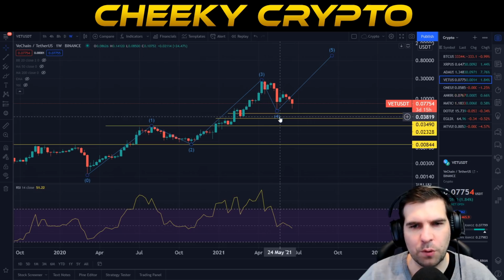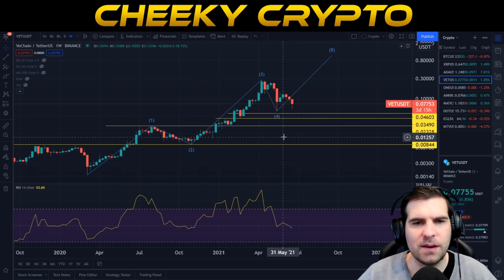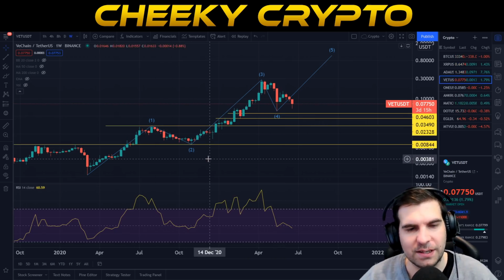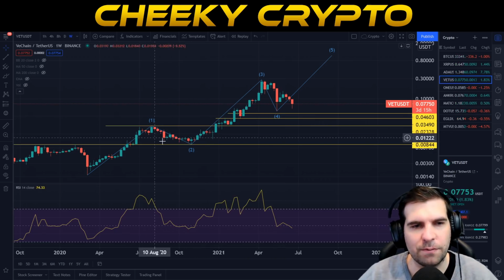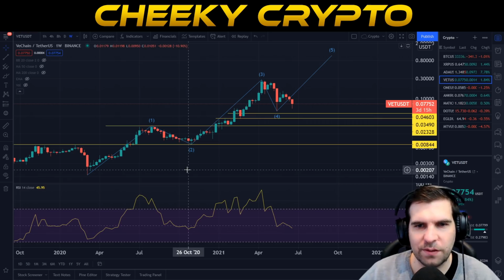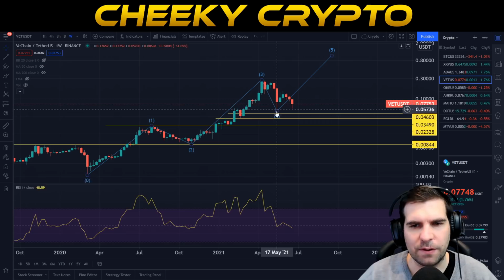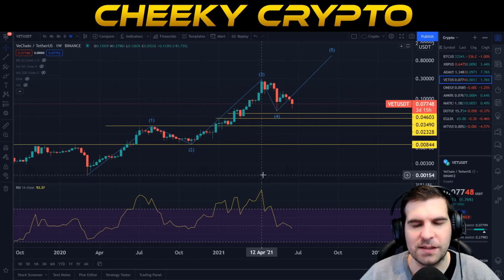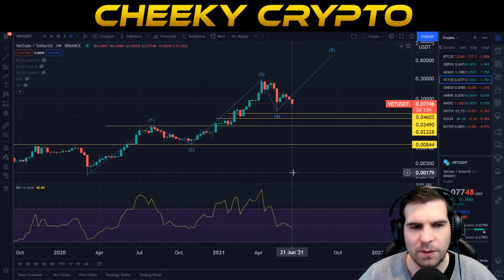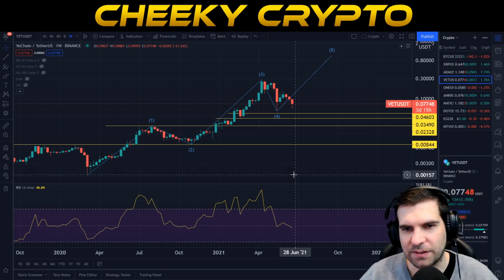Now, we have our pullback, and this is wave 4. And again, wave 4 is sharp and quick in relation to how wave 2 here was flat. Okay, so if wave 2 had been sharp and quick, then wave 4 would have been flat and slow. But in this regard, we can see that wave 4 has been very, very quick. So again, this does align nicely to the Elliott wave theory and these 5 impulse waves to the upside.